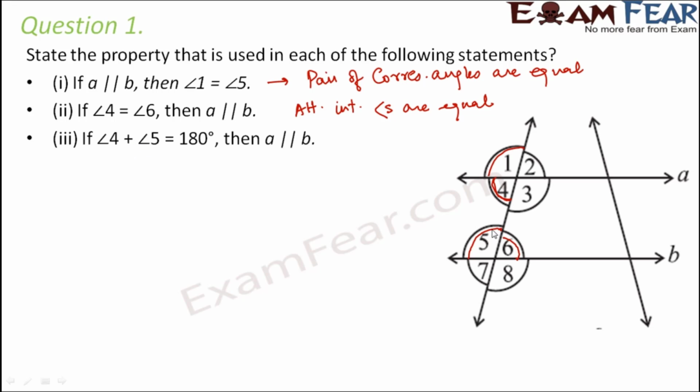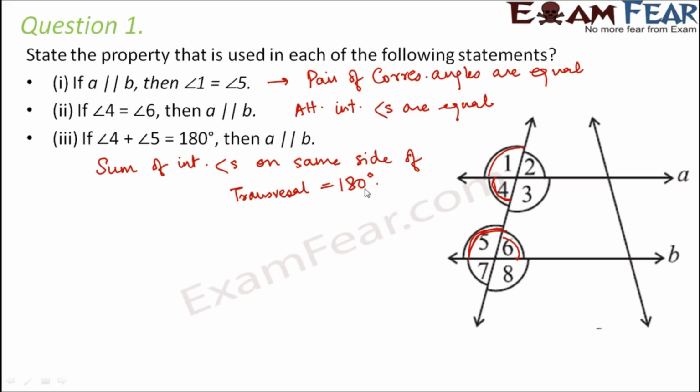So angle 4 plus angle 5, which property is this? This property is: the sum of interior angles on the same side of the transversal is equal to 180 degrees. So these are the 3 important properties with regards to a transversal on parallel lines.